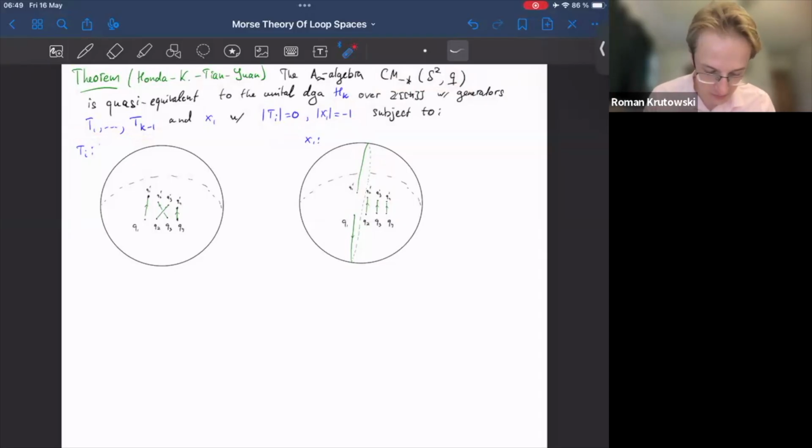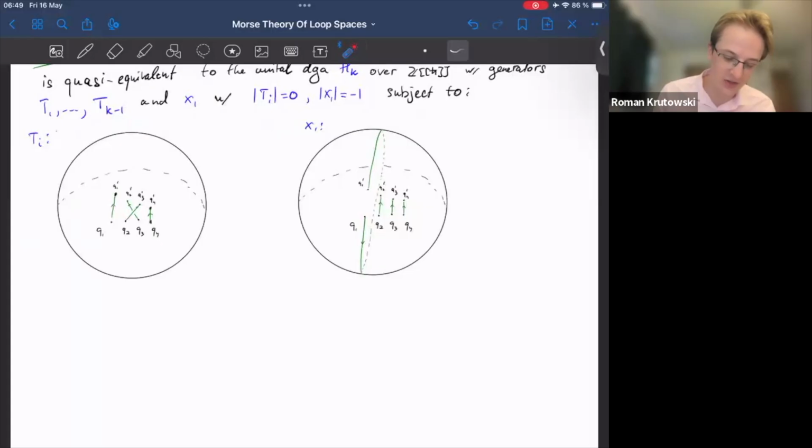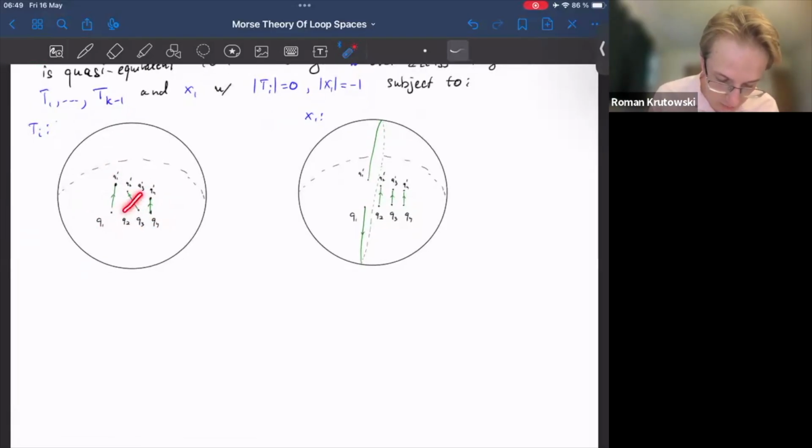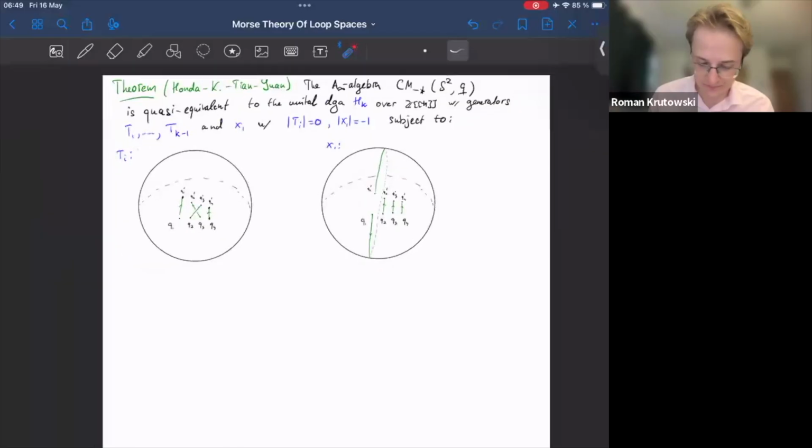So pictorially, let's decouple these points a little bit, and we can assume that nothing really changes when you move these points slightly away from each other. So you should really think that all of this is happening in a very small disk. Each Ti is a standard generator in the braid group, which goes like this. And x1 is exactly this one strand going around the equator, and all other strands are trivial ones. So these are the generators.